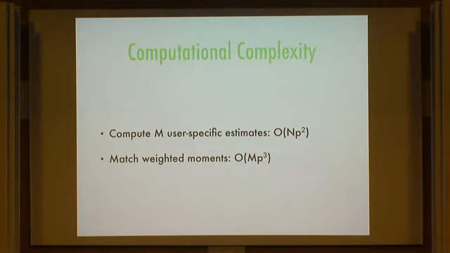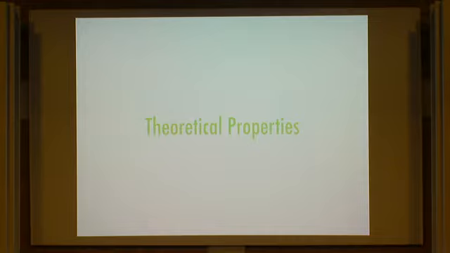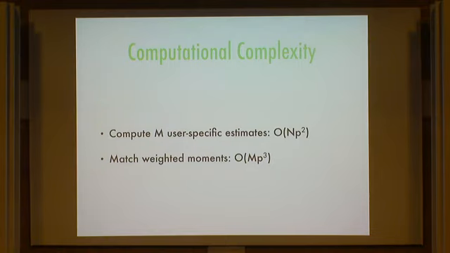So yeah, compute these user-specific estimates. That takes scaling proportional to the number of ratings, and then matching the weighted moments is what scales with M. Computing these estimators mu hat and sigma hat scales with M. And then like Peter was saying, once you have the mu hat and the sigma hat, you can shrink using empirical Bayes estimates for the individuals.